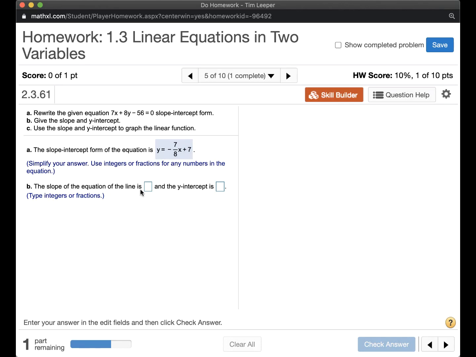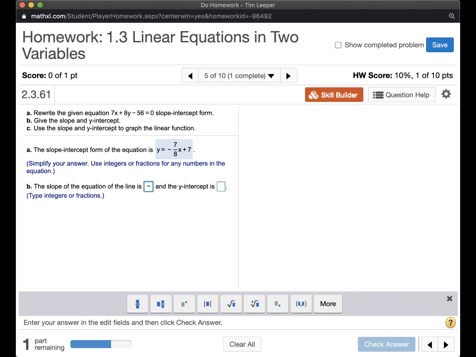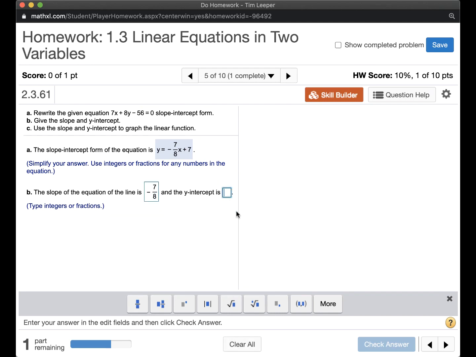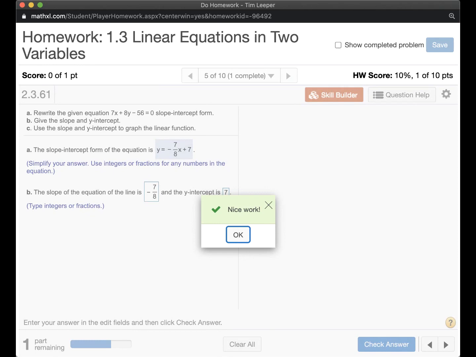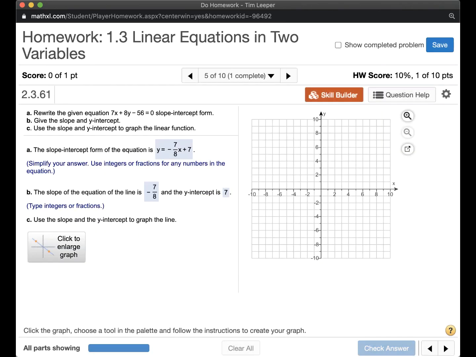And then the slope of the line in this case is negative 7 over 8. And the y-intercept is, I hope it doesn't have me just do 7. No, it does, darn. Okay, so for the y-intercept, just give the number. So that right there, just consider it your y-intercept.